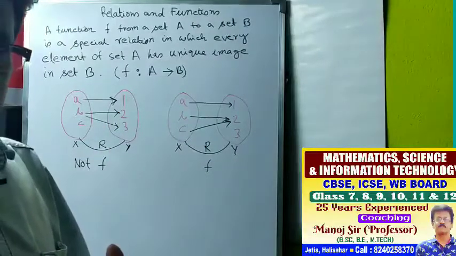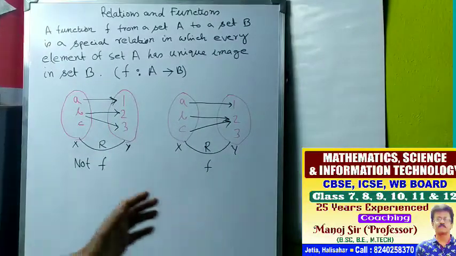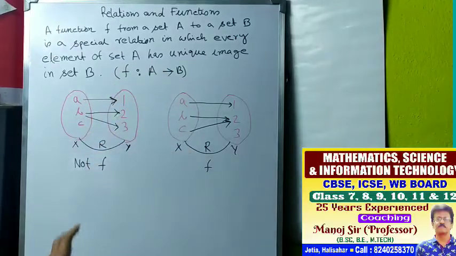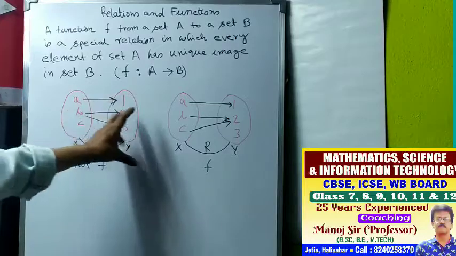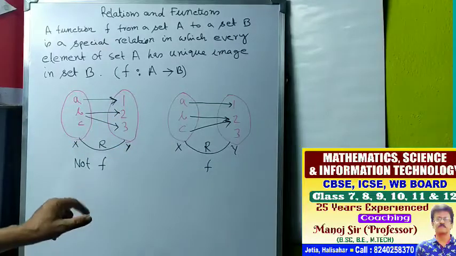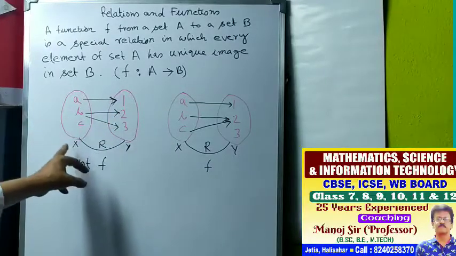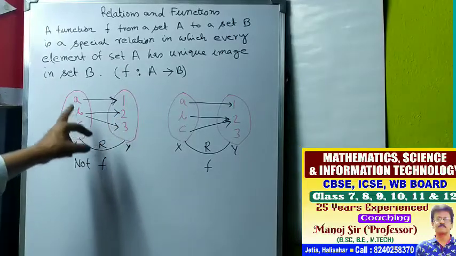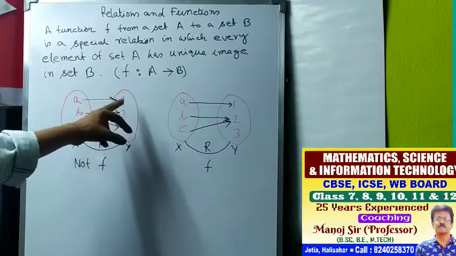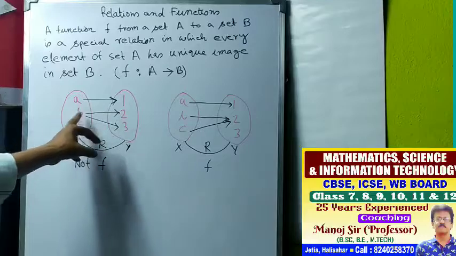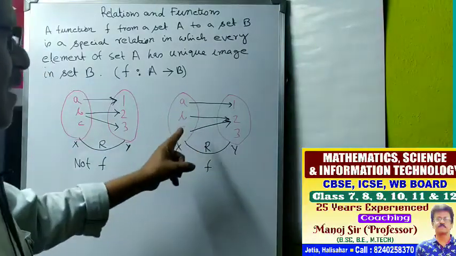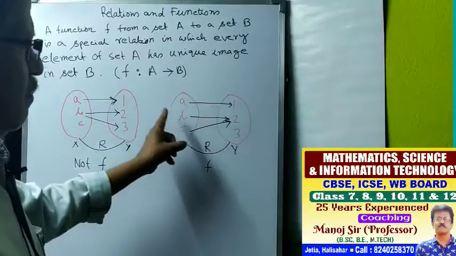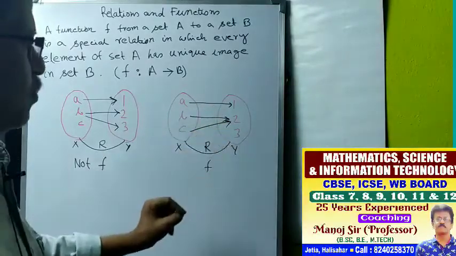Now clearly we can define that. Suppose this is a set X and another set Y, and the relation from set X to set Y is such that A arrow 1, B arrow 2 and C arrow 3. In the second figure we can see that A arrow 1, B arrow 2, C arrow 2.